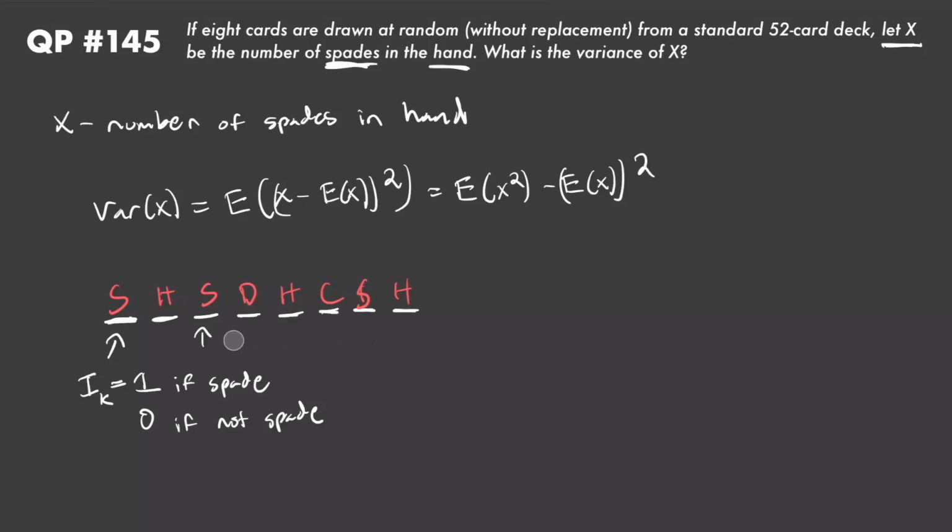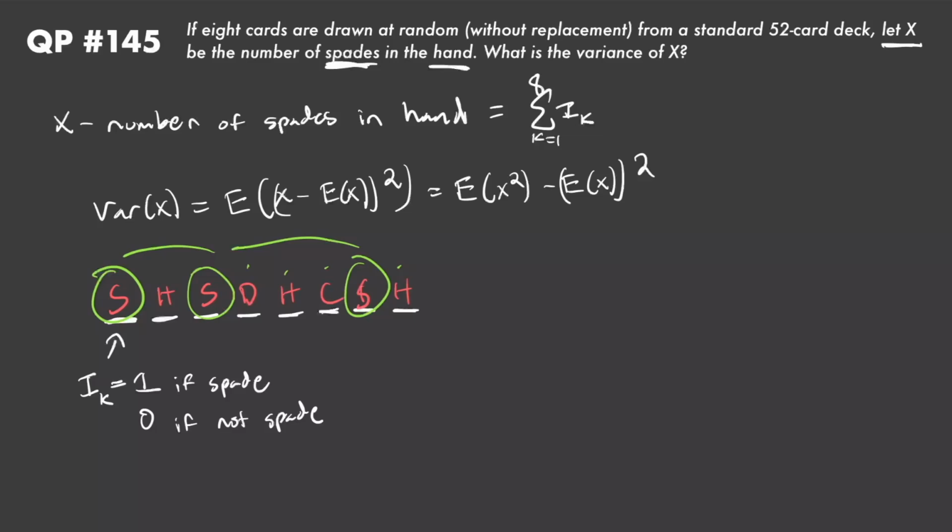So we can just express X right here. X is just going to be the sum of all of these indicators I sub k, where k is going from 1 to 8, 1 for all 8 of our cards. To use this sequence right here as an example, this is how it would work. Well, we have a 1, and then we have a 0, and then we have a 1, and then we have a 0, and then we have a 0, 0, 1, 0. When we sum these all up, we get 3, which is the number of spades in our hand, obviously, right? So that's why we can express X that way.